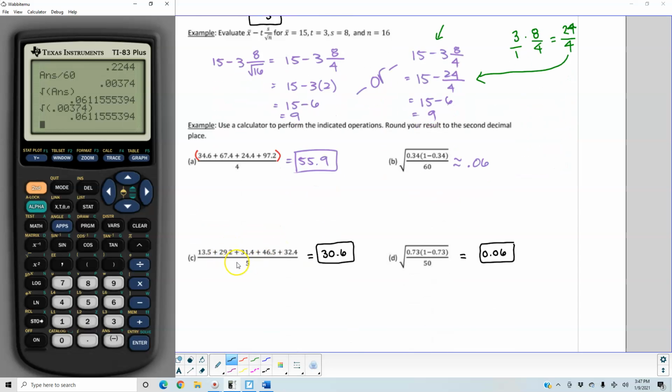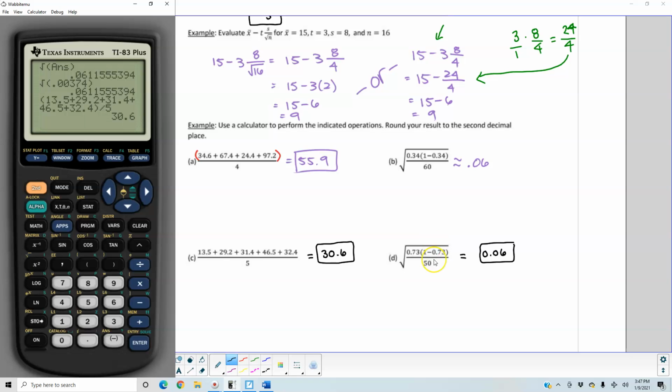Next, we have part C. So we're going to put this entire numerator in parentheses and then divide it by the number 5. So let's go ahead and do that. So we have 13.5 plus 29.2 plus 31.4 plus 46.5 plus 32.4, and then close that with the parenthesis. And now we're going to divide it by the number 5, and rounding it to 2 decimal places would be 30.6, since it doesn't have any more decimals or any numbers after the 0.6. So let's take a look at part D.